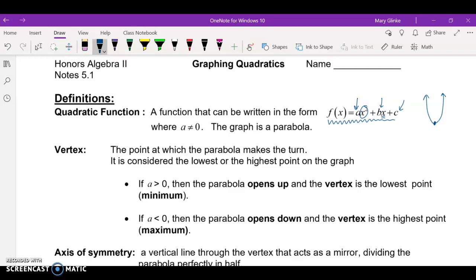To know if it's going to be a highest or lowest point, you have to look at your a value. It's all based off of that a value. So if a is greater than 0, aka positive, then your graph is going to open up. And therefore, the vertex is your lowest point, known as a minimum. Versus if a is negative, the graph gets reflected over the x-axis and opens down, and your vertex would then be the highest point, known as the maximum.